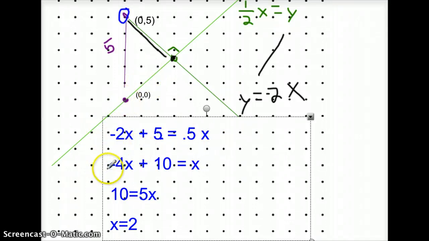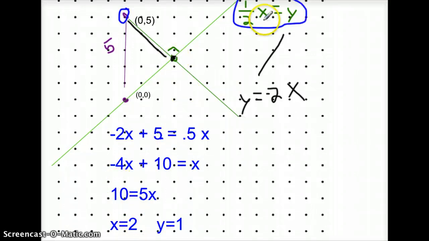So I start by doubling both sides. So I don't have my 1/2 x, and instead I have a full x. Next, I add 4x to each side, so I have just 10 over here, no x's, and 5x. Then just by simple dividing, I can find that x equals 2. But that only gives me half the point. So I have to put my x equals 2 into an equation, which easily gives me y equals 1.